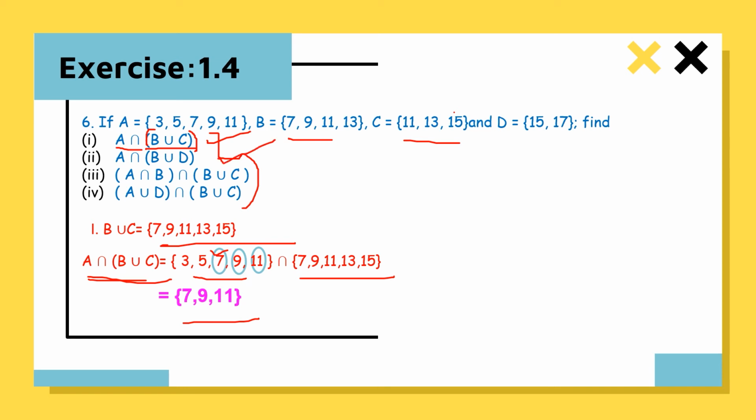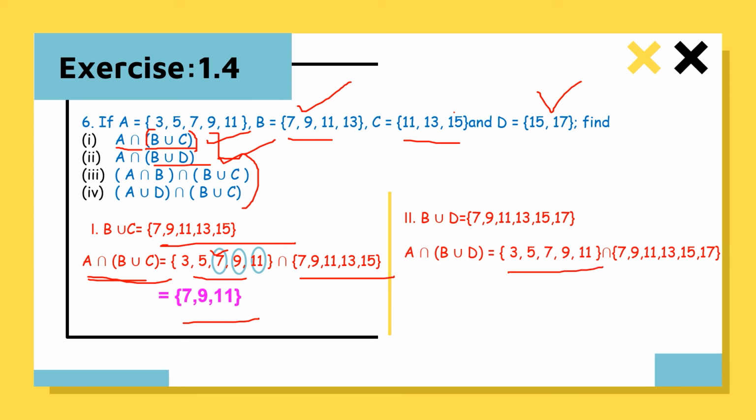We'll see the second question now. So tell me what we have to find first. We need to identify B union D first. So when it comes to the second question, B union D, that is B and D you have to unite: 7, 9, 11, 13, 15, 17, and with that, the intersection with A. So A intersection B union D: this is the A set, and this is the B union D set. What is common again? It is 7, 9 and 11. Again 7, 9, 11 is common. So the answer is 7, 9, 11. Got it, children? So this is how we will find out.